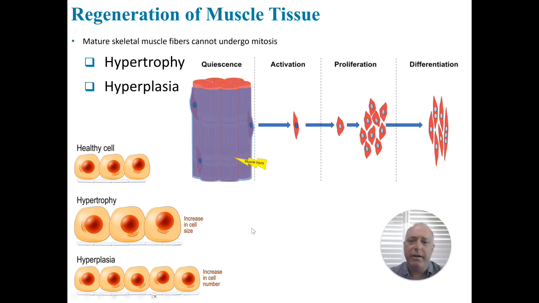Muscle tissue can be regenerated. There can be hypertrophy, which is to increase the size of the cells, or hyperplasia, which is increase the number of cells, or a combination of hyperplasia and hypertrophy. Now, the muscle tissue cannot undergo mitosis. They are terminally differentiated, but there are stem cells that can be activated and lead to proliferation and differentiation into more muscle cells.